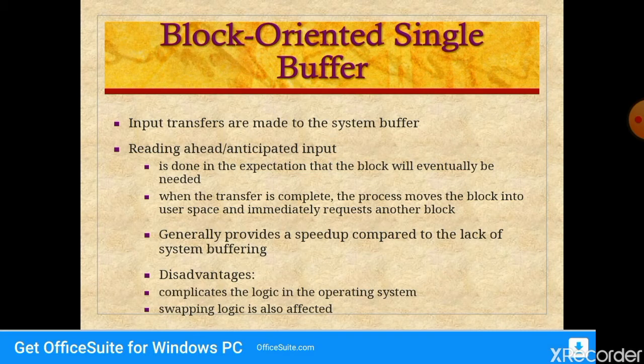But there are certain disadvantages of buffering. Other than performing the swapping in and swapping out of frames and pages from the main memory, this buffering concept complicates the design of the operating system to prefetch the data and store it in a buffer, and hence it is an additional overhead for the operating system.